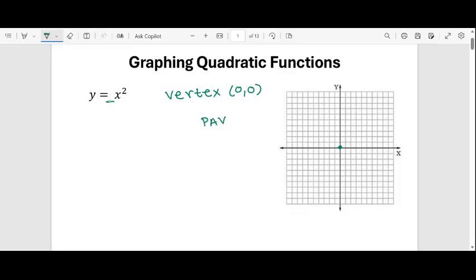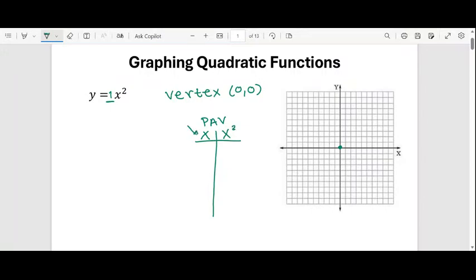Since there's no number in front of my x here, my coefficient that I can't see is 1. And that's because 1 times anything doesn't do anything. So we would have a 1 in front, meaning that it doesn't affect the problem at all. So if I have a 1 for my coefficient, I only need 2 columns in my pattern about the vertex table. These columns are going to be labeled x and x squared.